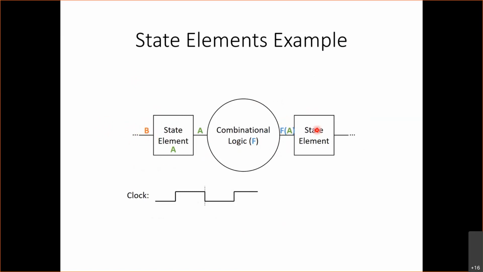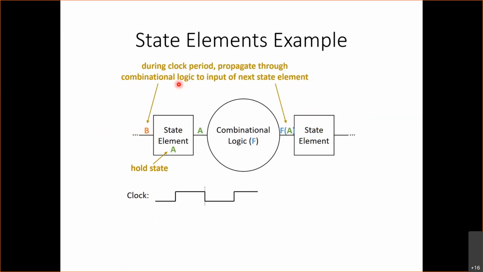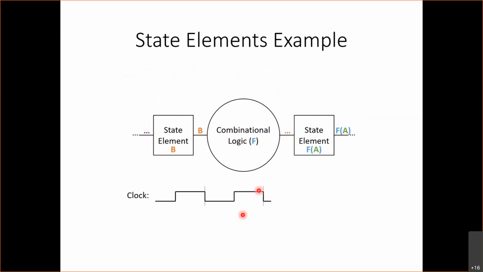So let's see that. Again, here we're going to hold the state. And then during the clock period, the signal from here is going to propagate. We're going to get B here. This A is going to propagate through here. We're going to get F of A over here. And then when the next active edge occurs, you'll notice that now the value inside of the state element is B, and the value inside of this state element is F of A. So we're going to update the state of each of the state elements on the falling edge.